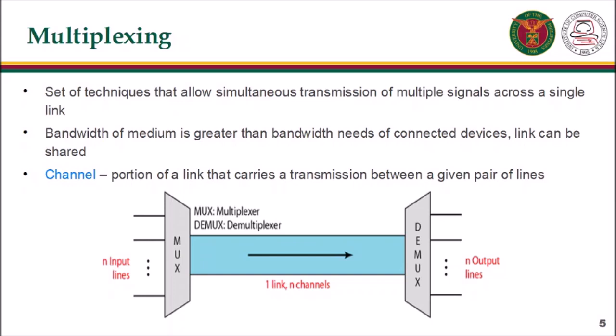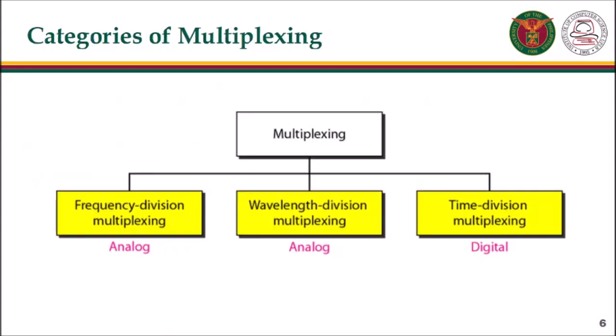In the figure, the word link refers to the physical path. The word channel refers to the portion of a link that carries a transmission between a given pair of lines. One link can have many channels. There are three basic multiplexing techniques: frequency division multiplexing, wavelength division multiplexing, and time division multiplexing. The first two are techniques designed for analog signals, the third for digital signals.